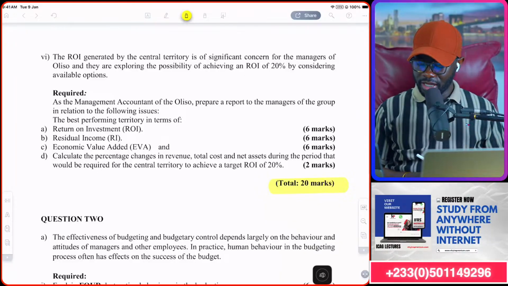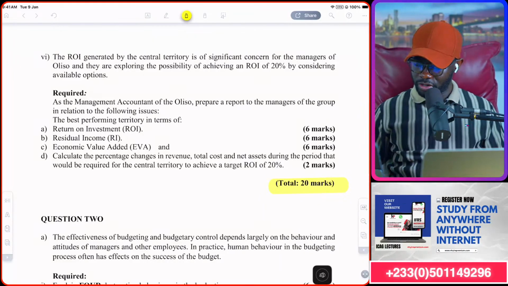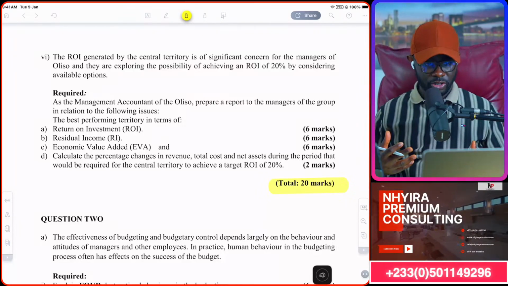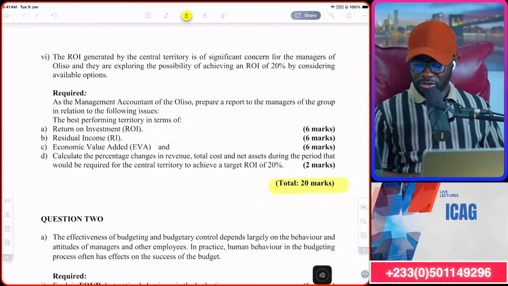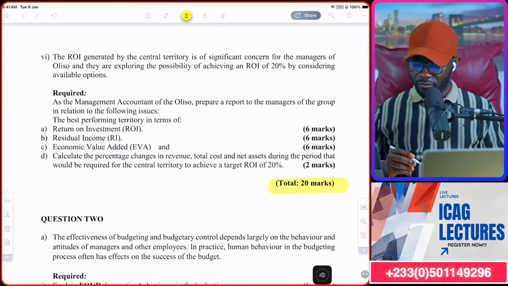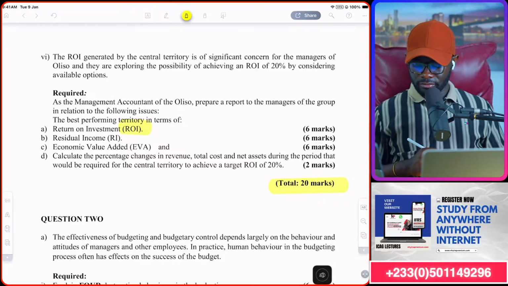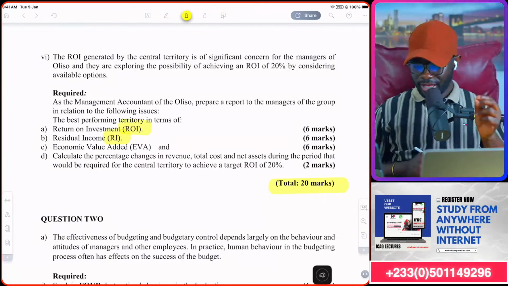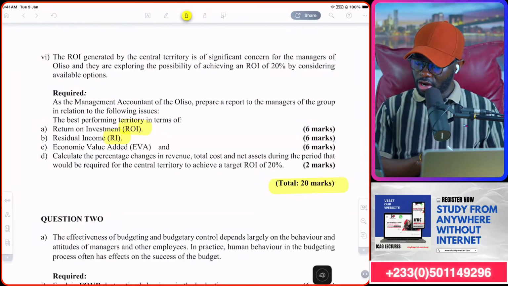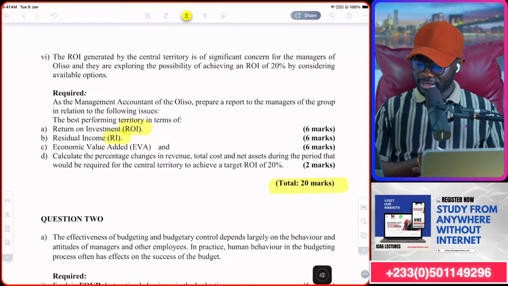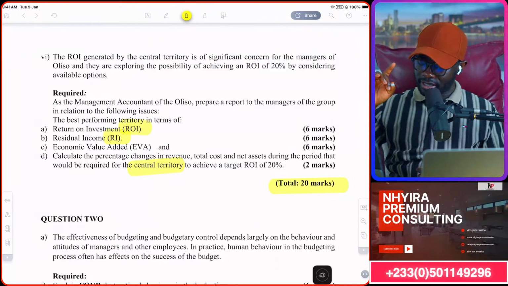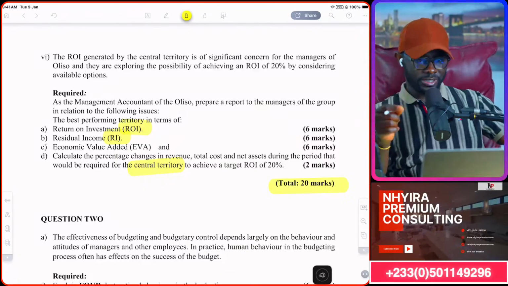It says, as the management accountant of Oliso, prepare a report to the manager of the group in relation to the following issues. The best performing territories. The best performing territory in terms of A, return on investment, ROI, B, residual income, RI, C, economic value added, EVA, and D, calculate the percentage change in revenue, total cost, and net asset during the period that will be required for the Central territory to achieve a target ROI, return on investment, of 20%.